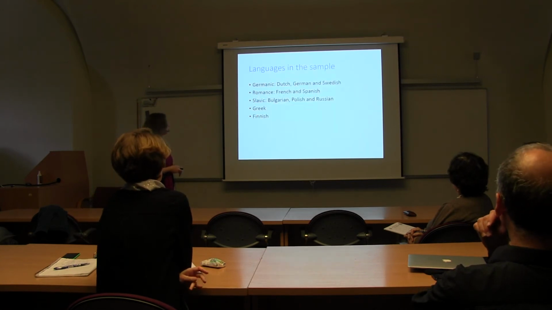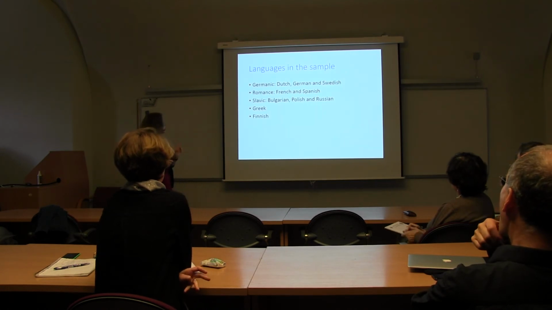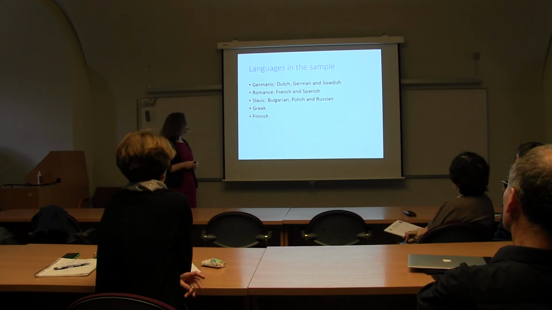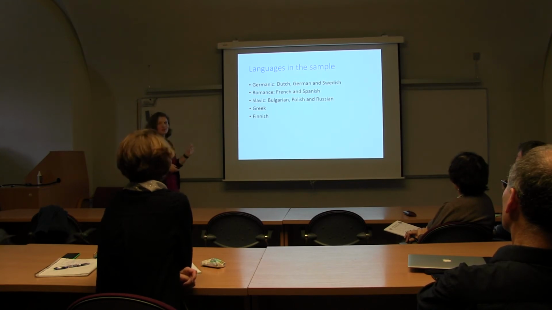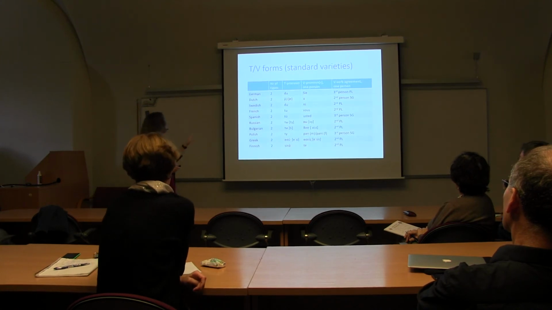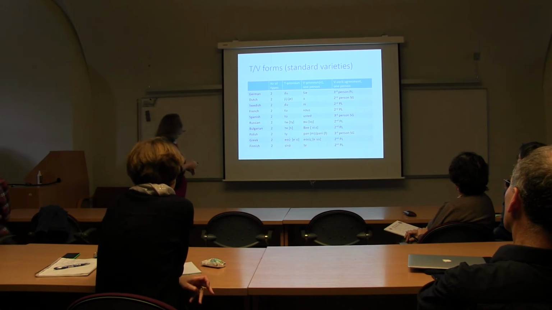Okay, so I took 10 languages: 3 Germanic languages, Dutch, German, and Swedish, 2 Romance languages, French and Spanish, 3 Slavic languages, Bulgarian, Polish, and Russian, so Czech is for future research. And I also took Greek and Finnish, non-Indo-European languages, right? So this is an overview of the TV forms in the standard varieties, because of course there's a lot of dialectal variation, and I only focus on standard varieties here.